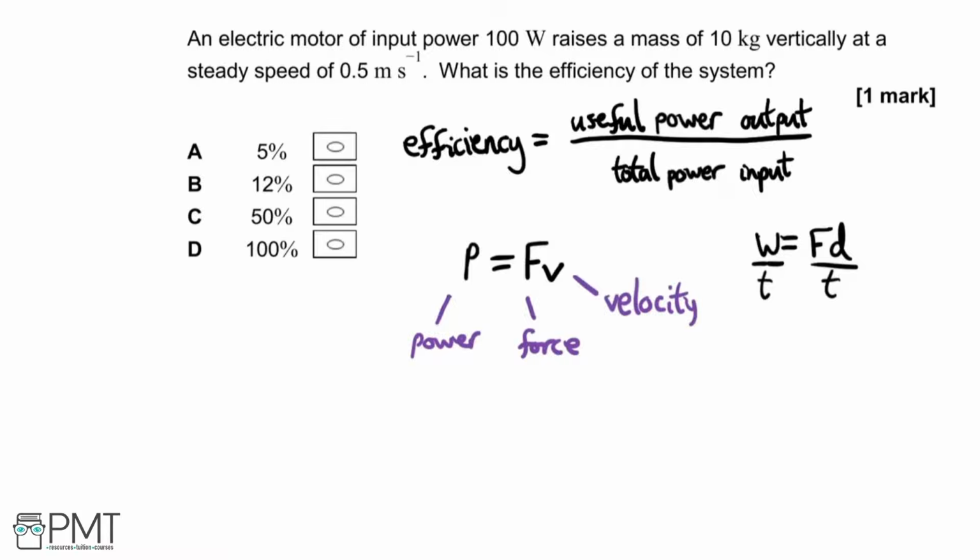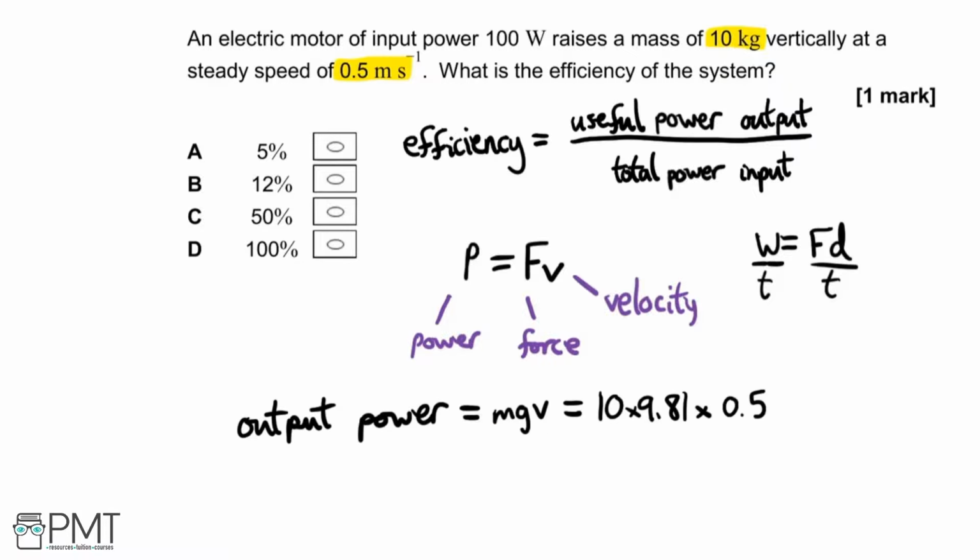Now we have a speed already, which is 0.5 meters per second. We just need to work out how to calculate a force. Now you can see that the mass of the object is 10 kilograms. Now the way to work out the force exerted in lifting that at a constant speed, well, we just multiply that mass by the gravitational field strength. So it would be 10 times 9.81. So all in all, to find the output power of this electric motor, we would multiply 10 by 9.81 by 0.5.